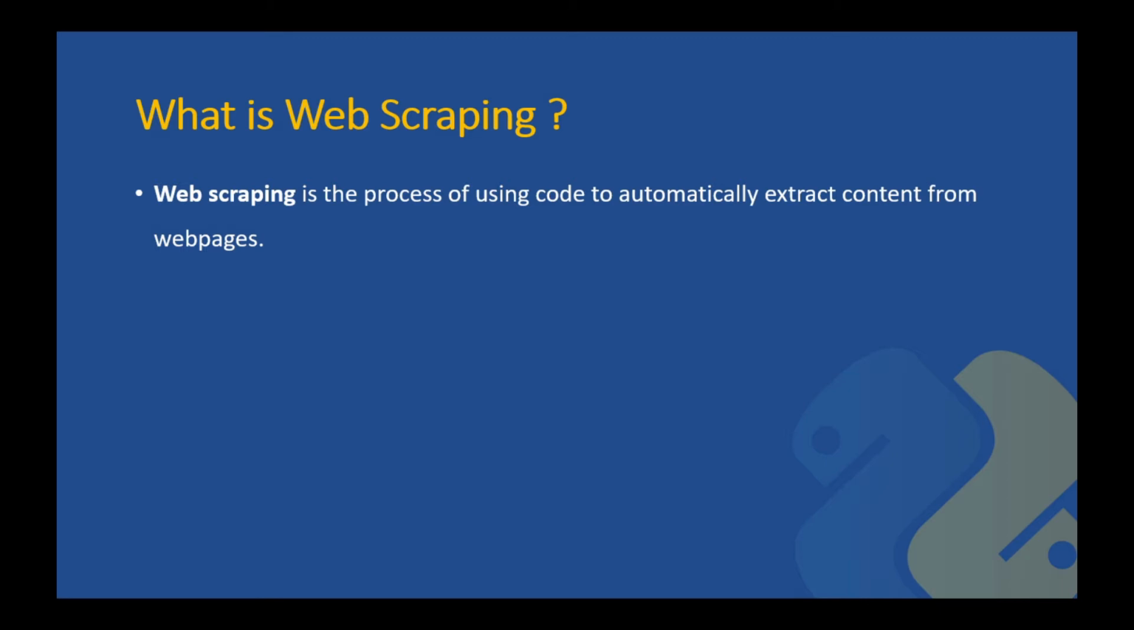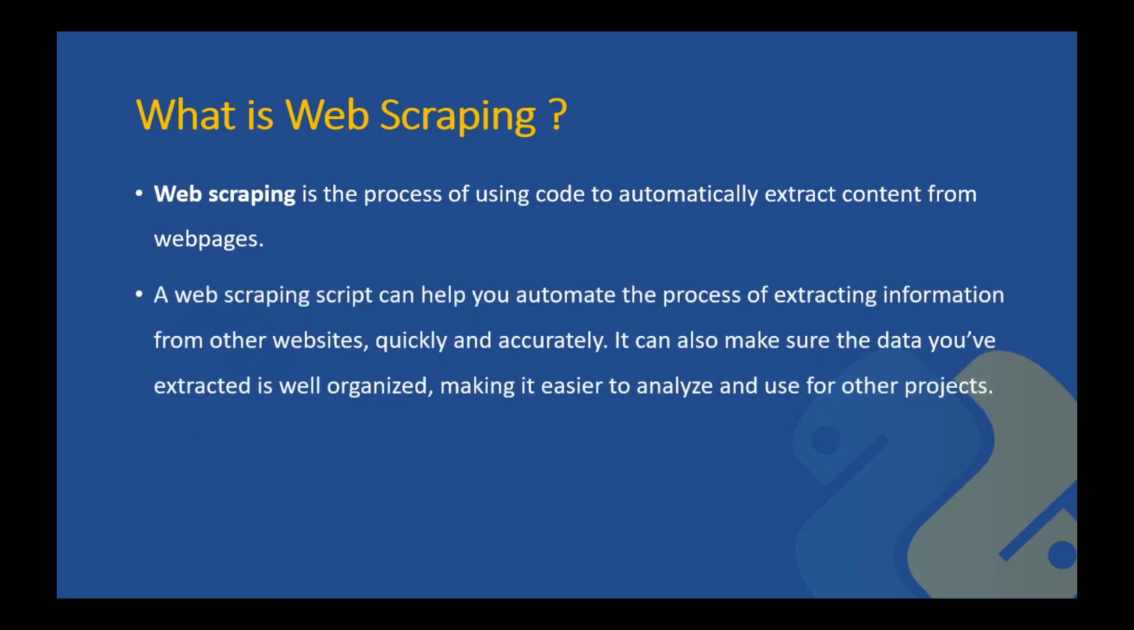HTML web page. A web scraping script can help you automate the process of extracting information from other websites. Yes, it lets you extract information from other websites and convert it into a suitable format, maybe a JSON format or a CSV format or an XML format, as per your need, and it will make it easier for further analysis and use for other projects. Even people like data scientists or data engineers, they procure information from many sources, and web scraping is one such space where people can get information from.